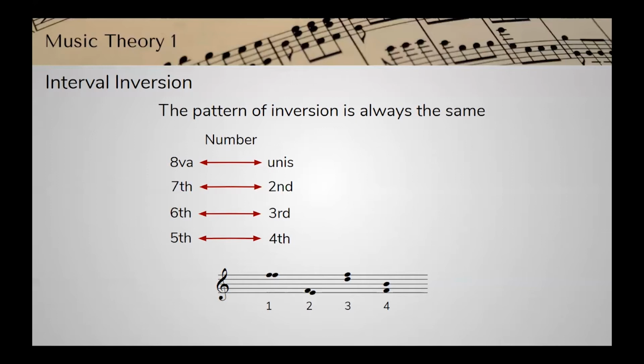Octaves become unisons, sevenths become seconds, sixths become thirds, fifths become fourths. There's actually kind of a pattern. Each of those adds up to the number 9. So an octave plus unison, that's 8 plus 1 equals 9. 7 plus 2 equals 9. 6 plus 3 equals 9. 5 plus 4 equals 9. So that's just another way you can think about it.